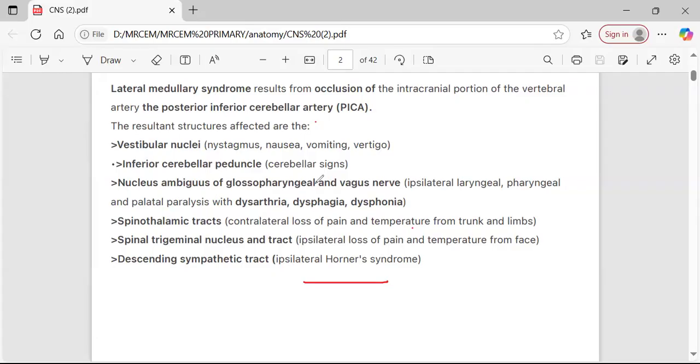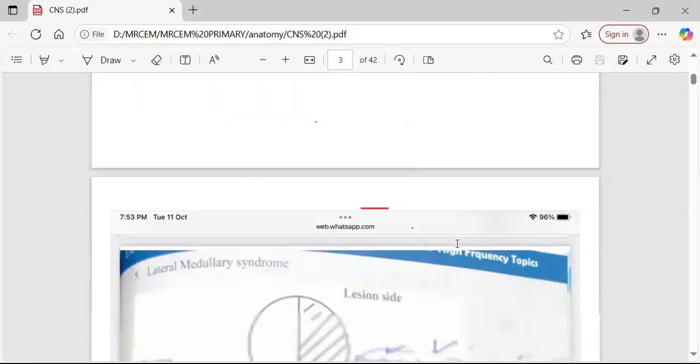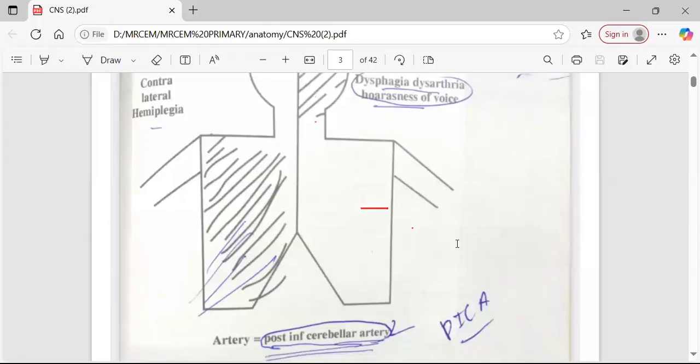Because there are nerves, the glossopharyngeal and vagus, that will lead to the dysarthria, dysphagia, and dysphonia. Next is the medial medullary syndrome.